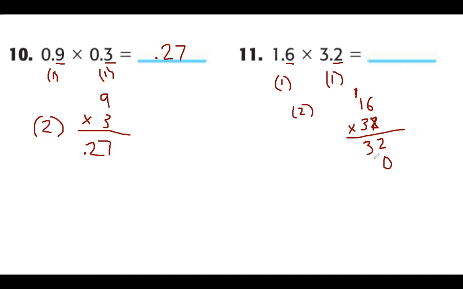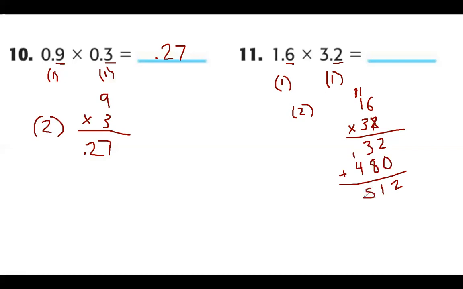3 times 6 gives me 18. Put the 1 on top. 3 times 1 gives me 3, plus 1 more gives me 4. Add those 2 numbers together. Okay, I get 2. 8 plus 3 gives me 11. And then that 4 plus 1 gives me 5.